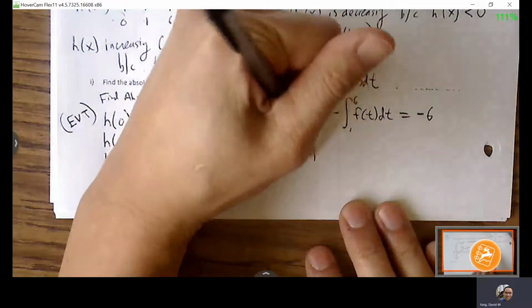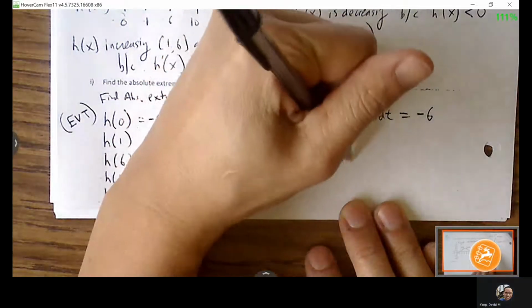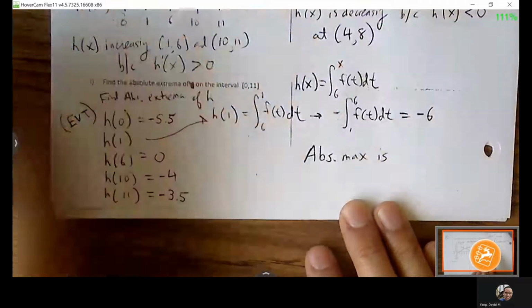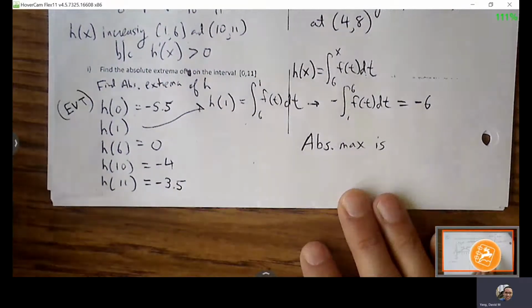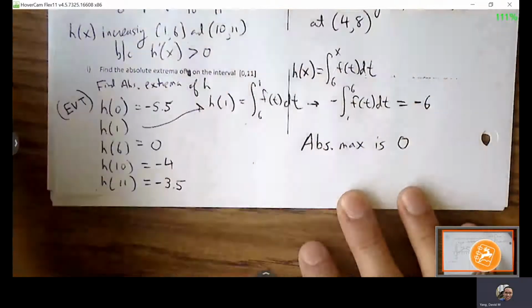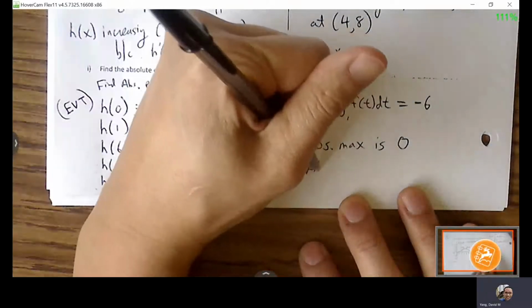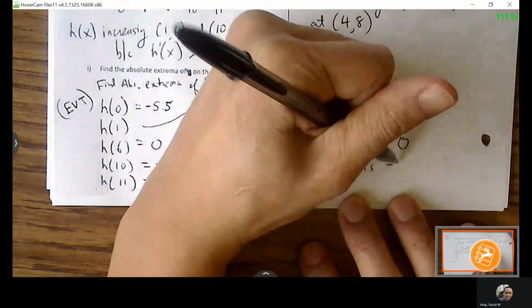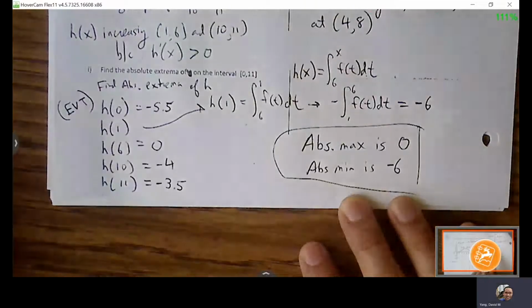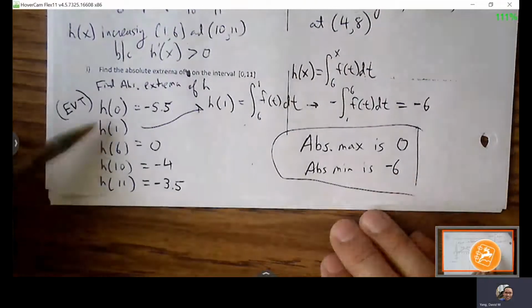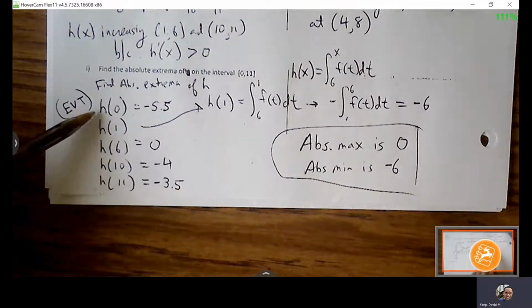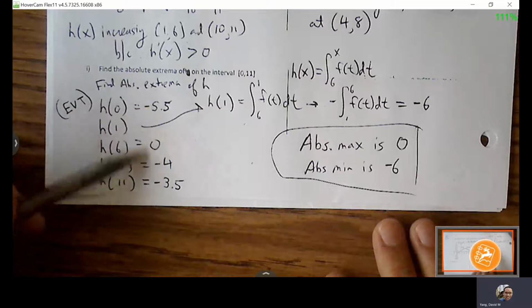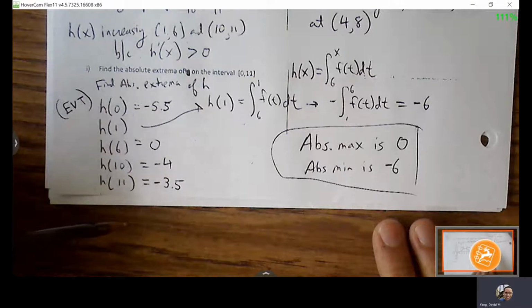So can you find those? What is the absolute max value? What's the highest y value that you see? 0, yeah, that's 0. And then the absolute min is, yeah. So if you were to actually graph these points on the h of x graph, these will be the points living on the graph.